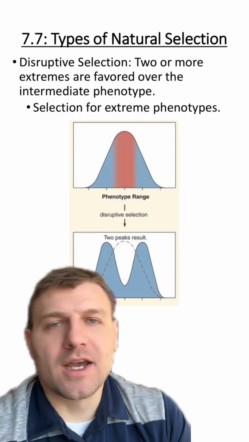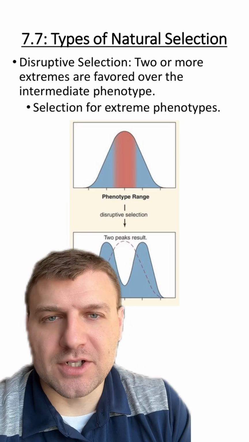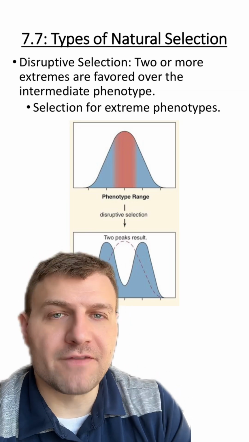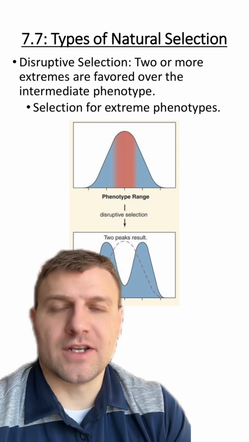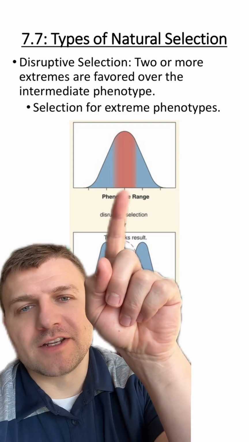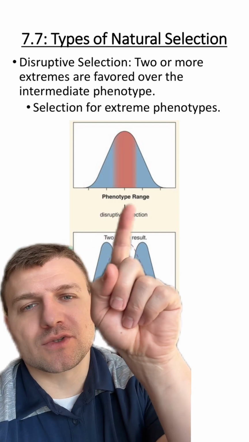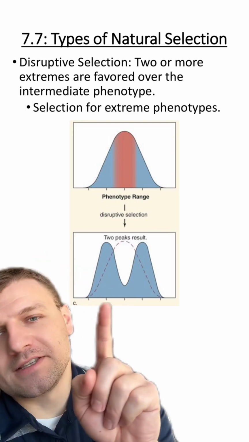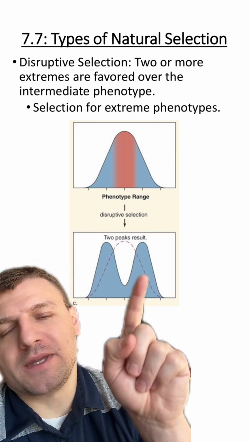Our last type of natural selection is called disruptive selection. This is when the two extremes are favored instead of the middle phenotype. So you can see in our graph, the middle fitness here is selected against, while the extremes are selected for. This creates this disruptive bell curve where we have 2 peaks instead of 1.